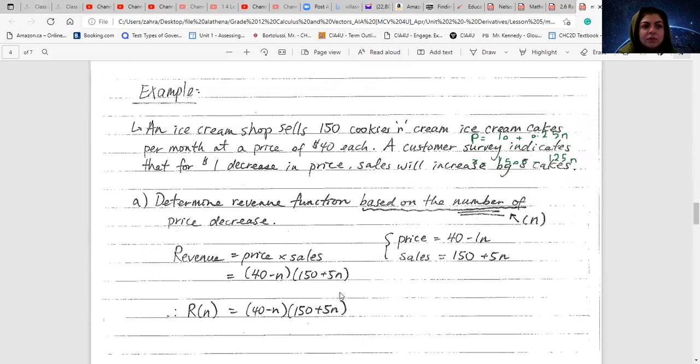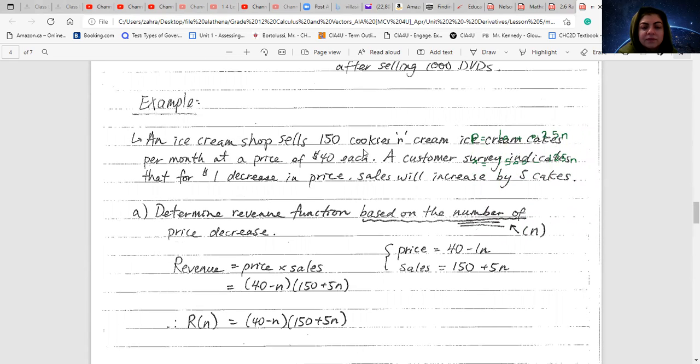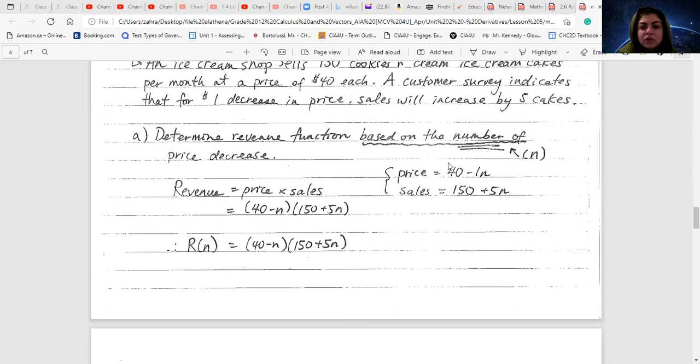Here is another example. An ice cream shop sells 150 cakes, ice cream cakes, per month at a price of $40 each. Customer surveys indicate that for each $1 decrease in price, sales increase by 5 cakes. So 40 minus 1, then 150 will increase your customers by 5. But if you multiply the decrease by n, of course the 5 here needs to be multiplied by n as well. So this is going to be your price and this is going to be your sales. Revenue is going to be the price multiplied by the number of sales. So that would be the revenue as a function of n. Make sure n here is the number of decreases, how much you decrease your price.